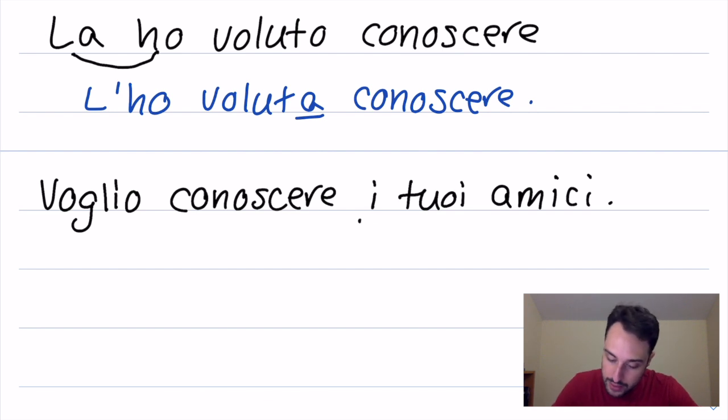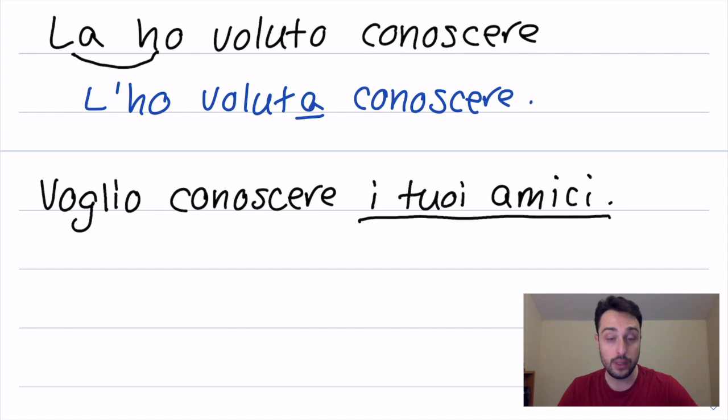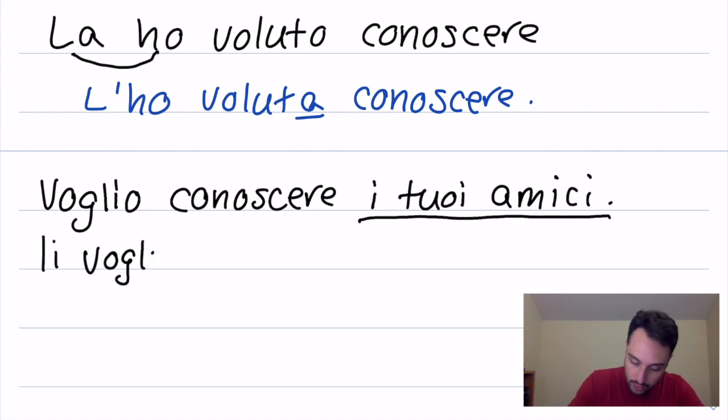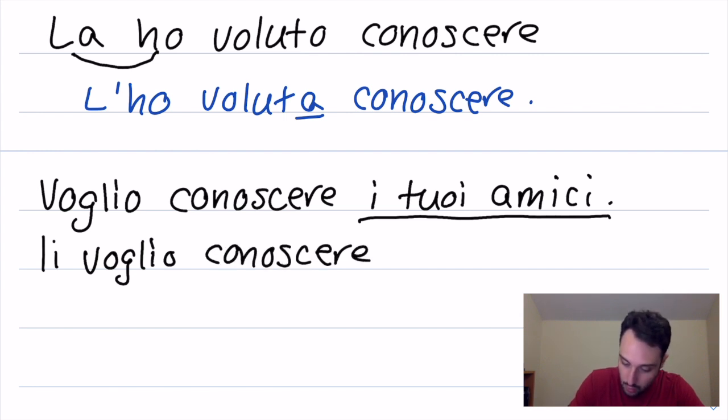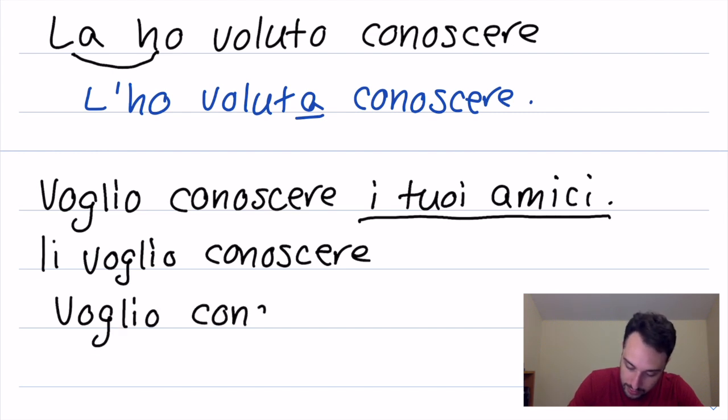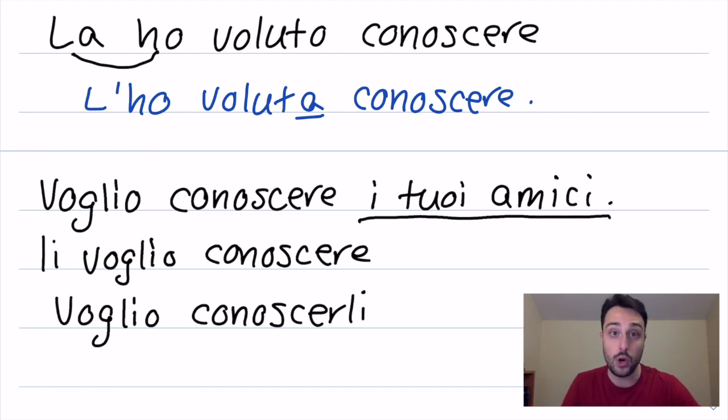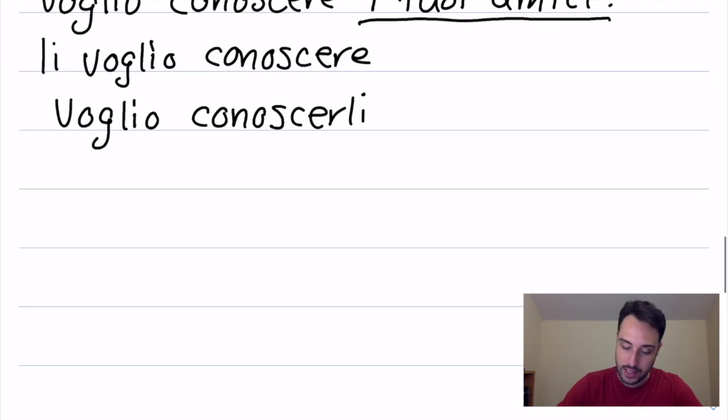So how could I replace i tuoi amici, this direct object, with a pronoun? It would be li. So I would say li voglio conoscere or voglio conoscerli. There's no difference. Same exact thing. It's just we're replacing that direct object because this is not a tempo composto. But now we're going to put this in the past tense, okay?